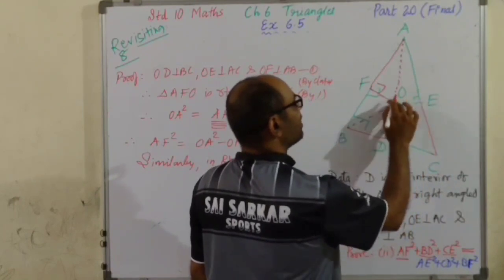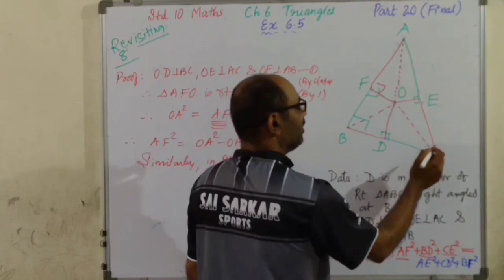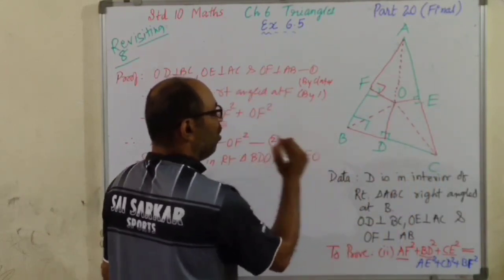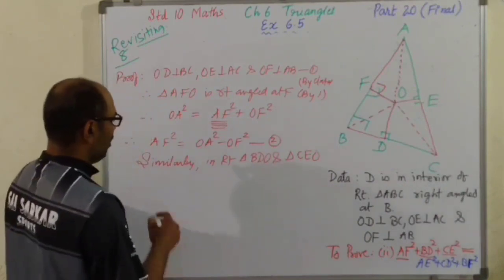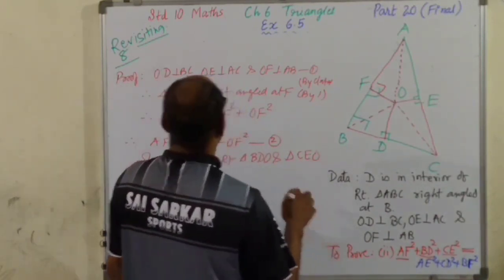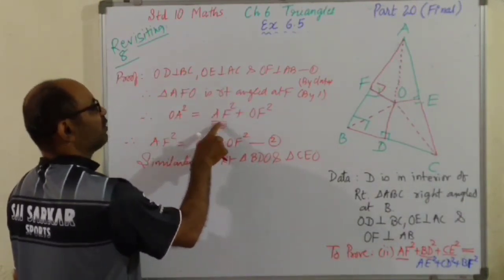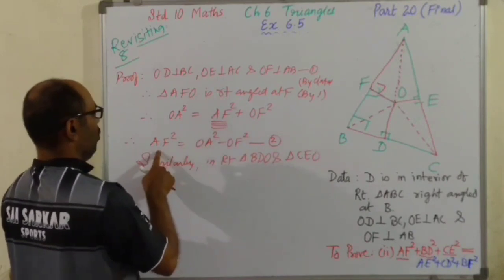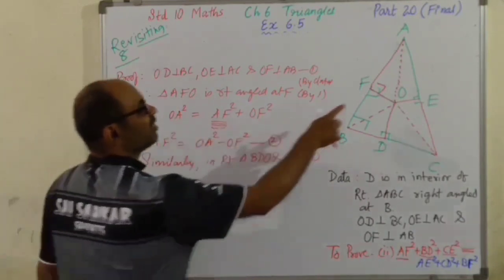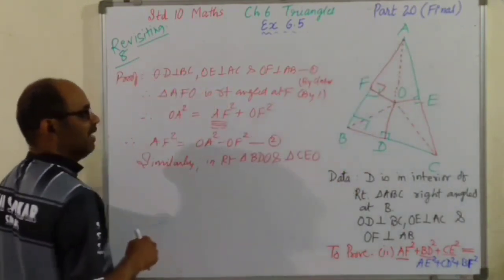And angle E is a right angle. So the second side is OE, and the third side you can take this. So that is triangle CEO. Okay? What will you get? Listen, children, carefully. OA square is AF square. Sorry, AF square, because we need AF square. OA is the hypotenuse. Hypotenuse square minus the remaining side.